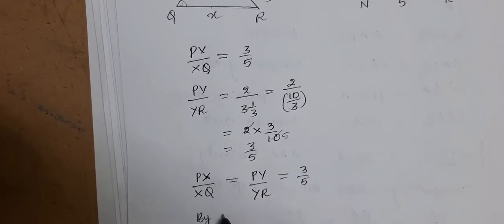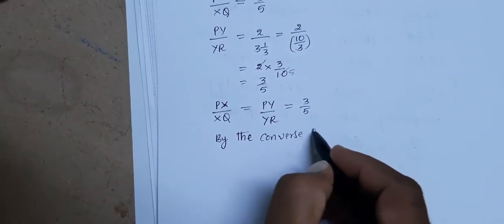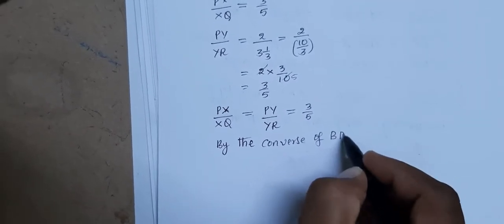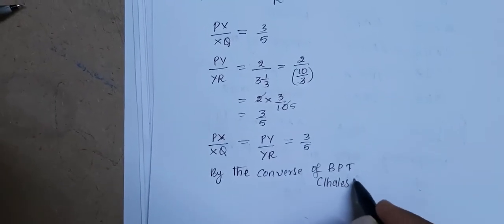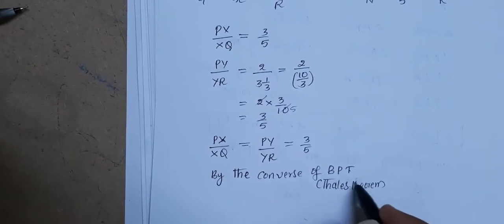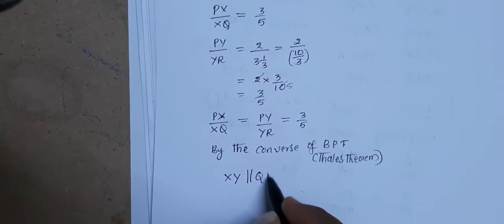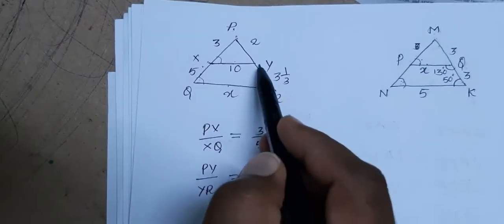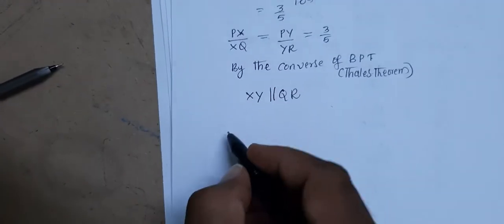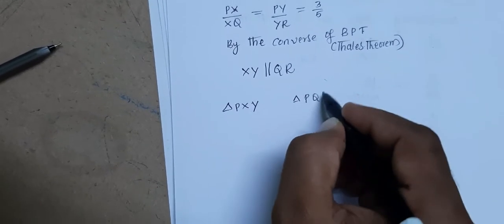Hence, by the converse of BPT, the basic proportionality theorem, or Thales theorem, XY is parallel to QR. Then we can use it now. So triangle PXY, triangle PQR.